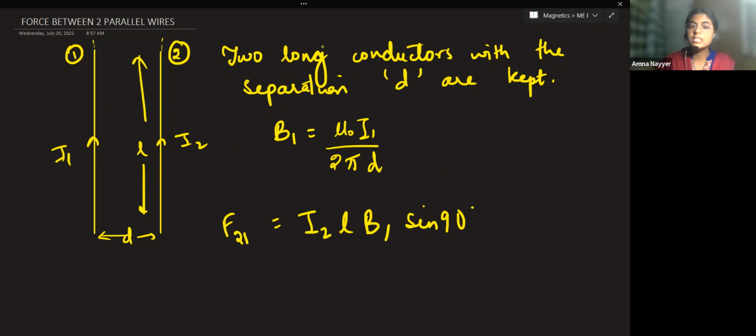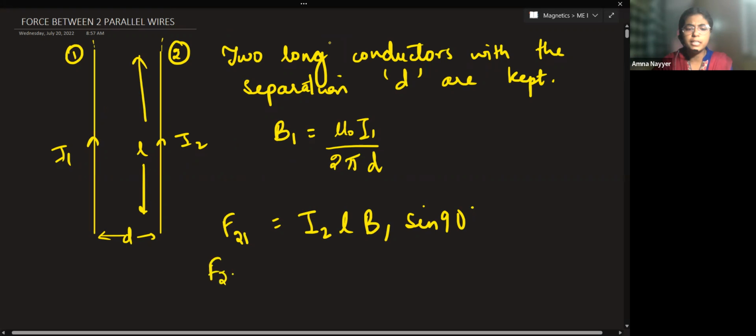B1 is the magnetic field that is generated in the second wire. We are now calculating force on the second conductor due to 1. So since it's due to 1, it means the magnetic field is due to the first one. So F21 will be what? BIL sine theta will be there. Simply I'll write BIL only.